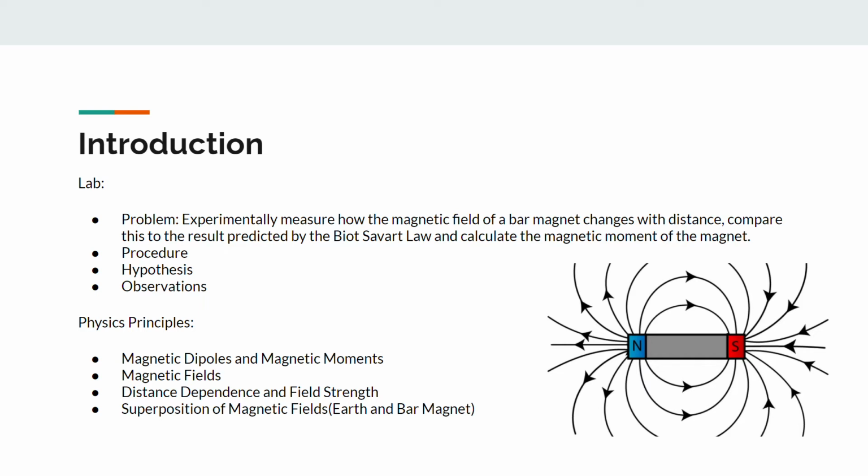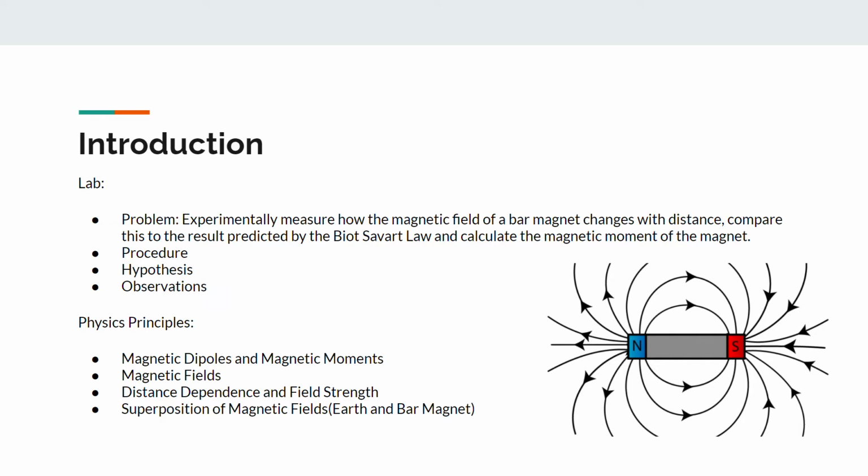Prior to the lab, I predicted that the magnitude of the magnetic field would fall off like 1 over the distance cubed, and that the field would look something like the one shown in the picture on the right here on the screen, with the strength off-axis being less than the strength of the field on-axis, and this is what I found in my results.